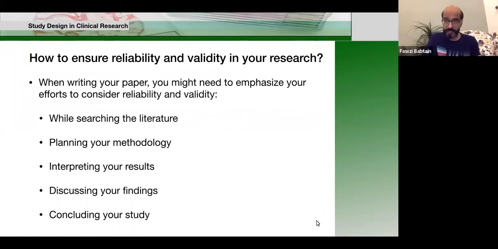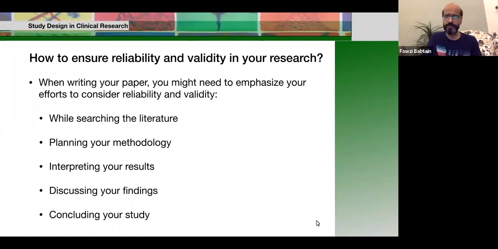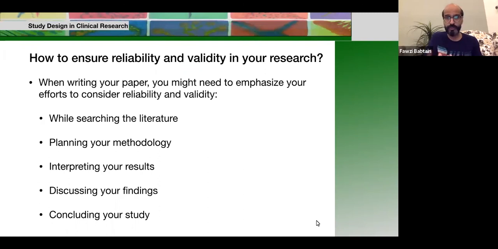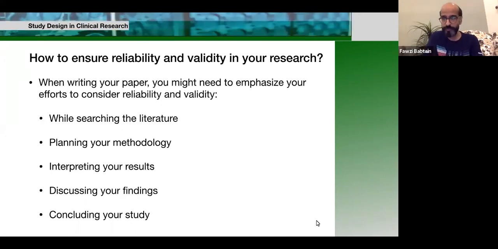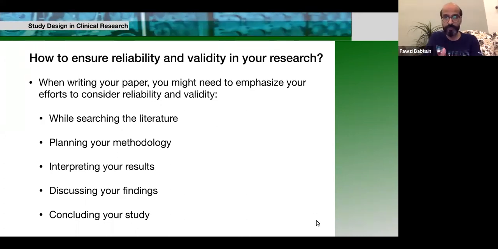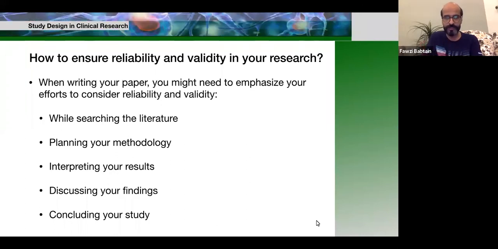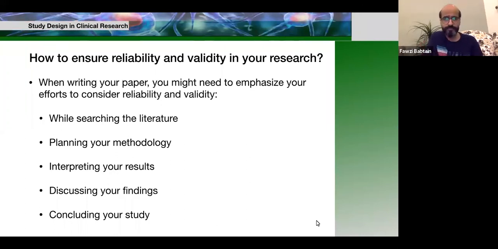When you interpret the results, again, you should be very reliable, very objective. You should show the results were interpreted in a valid way, even in your discussion, even in your conclusion. So put it in your head, think of it, and apply it, even through interpretation, discussion, and conclusions.